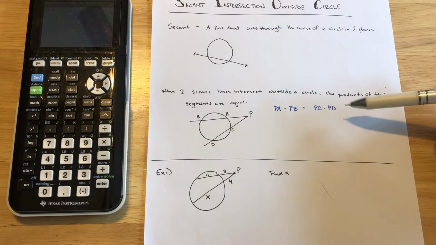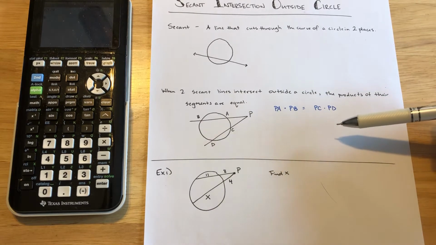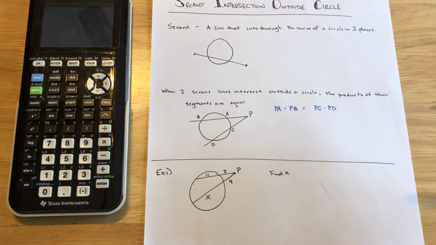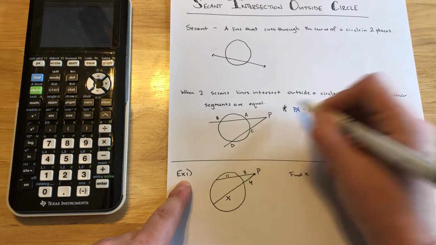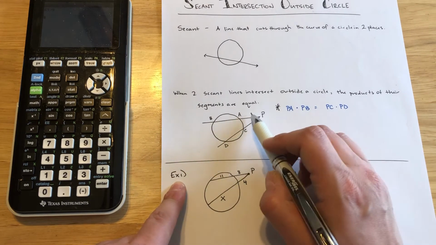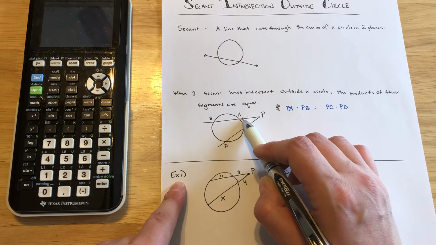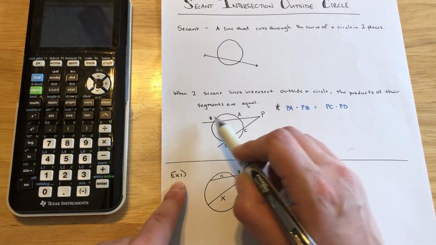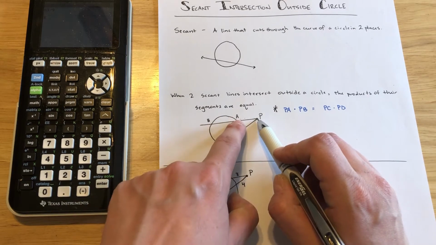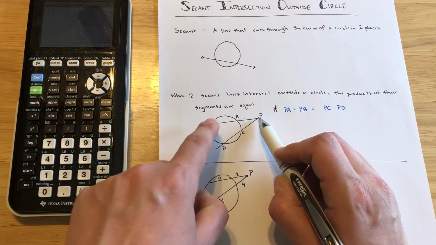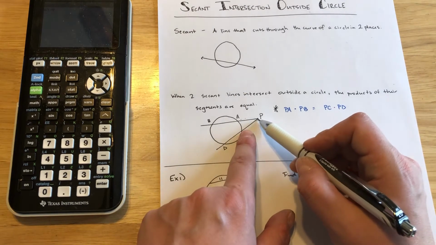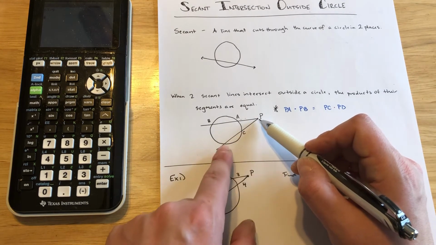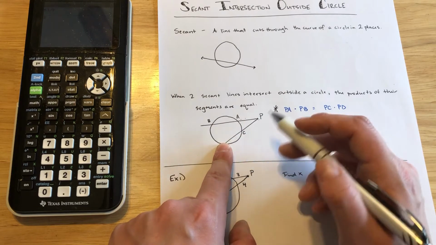So here's some important information. When two secant lines intersect outside a circle, the products of their segments are equal, but it's a little different than with the chords. So here is the equation that we need. In the picture, segment PA, this short segment here, is going to get multiplied by P times B. So it's the portion of the secant times the overall length. And that's equal to P times C, that same short measurement, times P times D, the overall measurement.